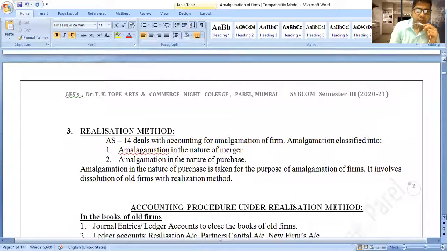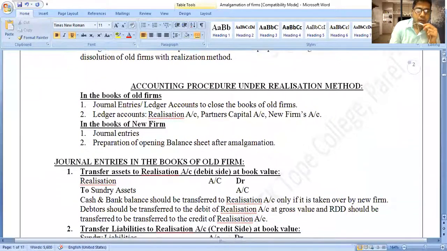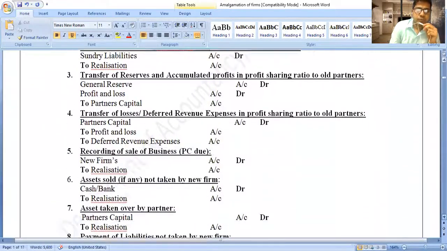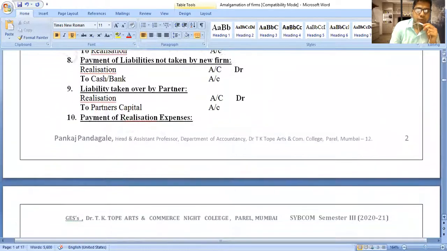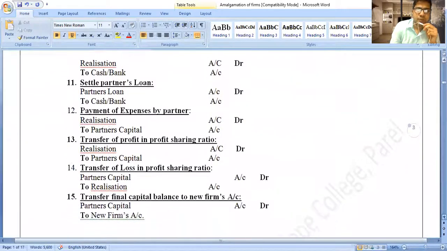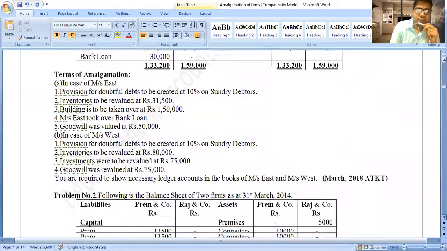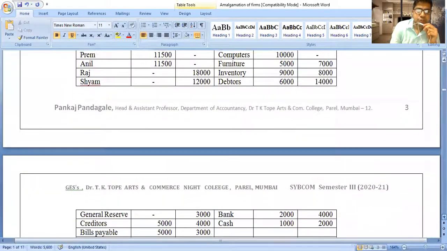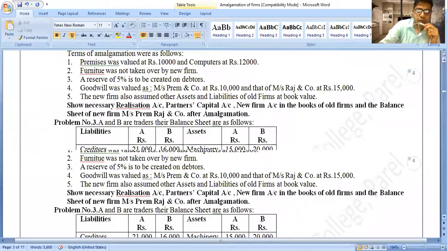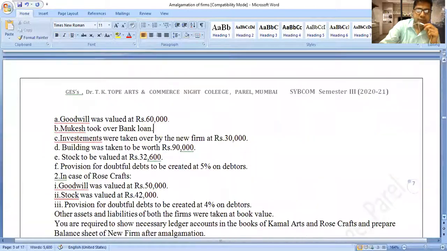Then after that, in the old firm's books of record, what kinds of journal entries will they pass? These journal entries we have discussed in our last lecture. You know what kind of journal entries are there.